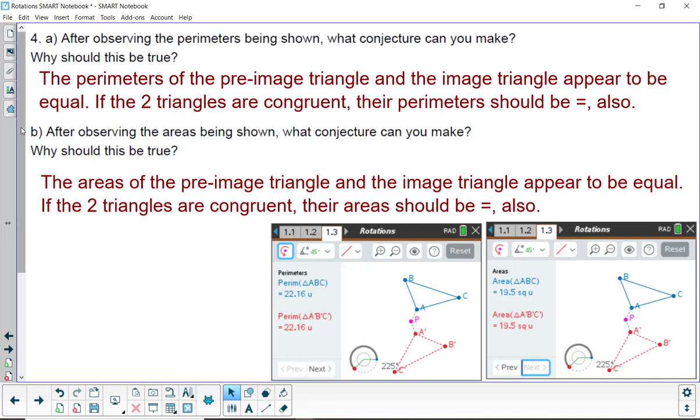And it turns out that the perimeters of the pre-image and image triangle are equal. And the reason for that, if the triangles are congruent, like we figured out in the last part, their perimeters should be equal also, because we're adding up 3 equal sides and 3 equal sides. The areas of the pre-image triangle and image triangle appear to be equal as well. Same idea. If they're congruent triangles, their areas should be the same.